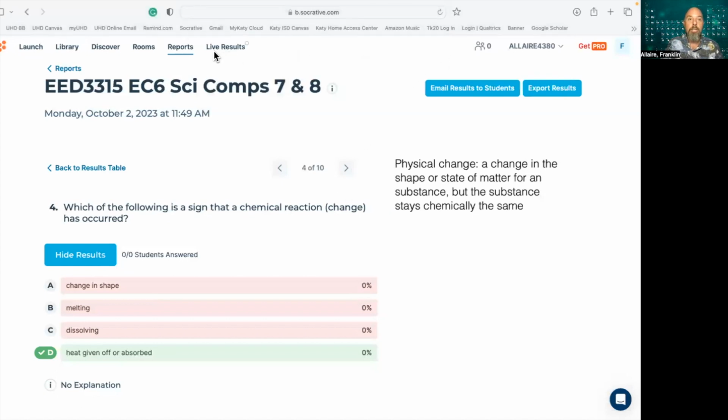By the way, let me take a moment to define chemical change. That would be a change in the chemical makeup of a substance. In other words, something new is created. All right, so I just wanted to take a moment to go over that definition.